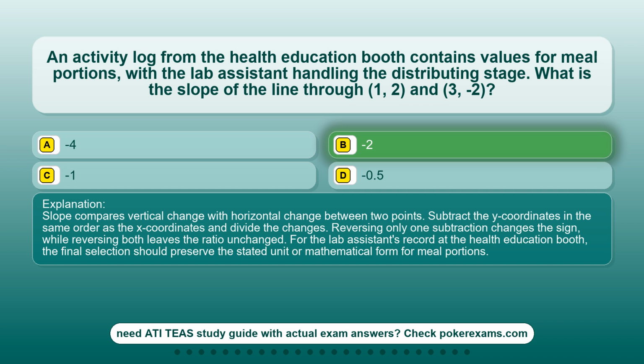Slope compares vertical change with horizontal change between 2 points. Subtract the y-coordinates in the same order as the x-coordinates and divide the changes. Reversing only one subtraction changes the sign, while reversing both leaves the ratio unchanged. For the lab assistant's record at the health education booth, the final selection should preserve the stated unit or mathematical form for meal portions. Question 22.